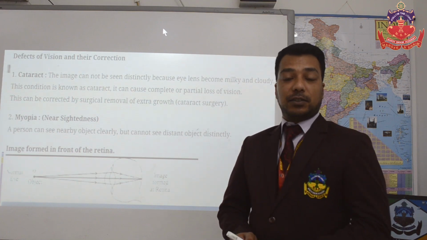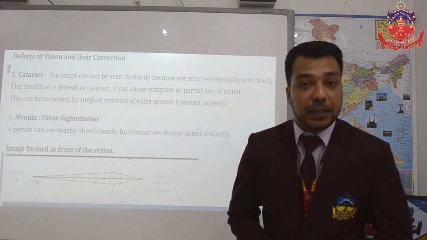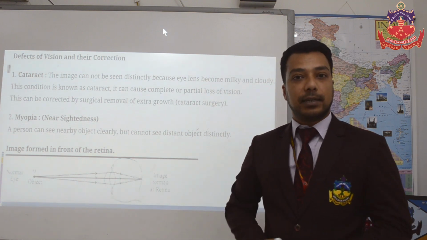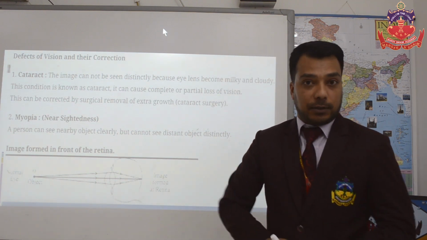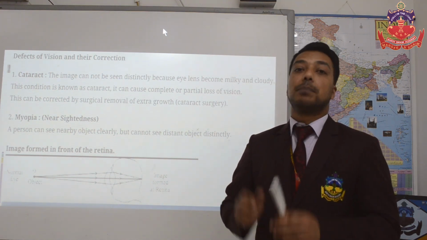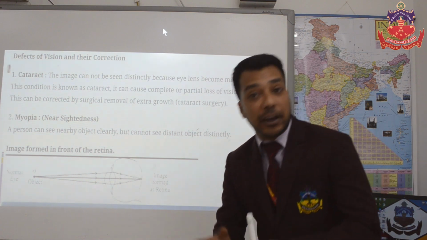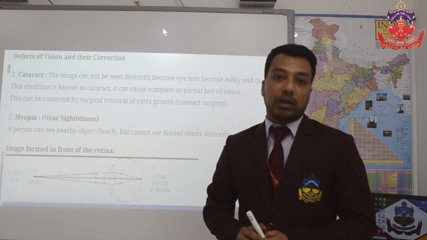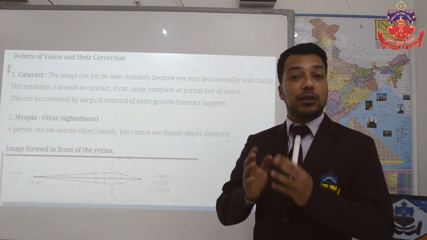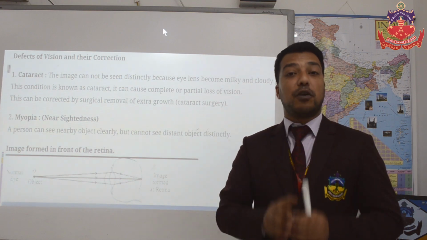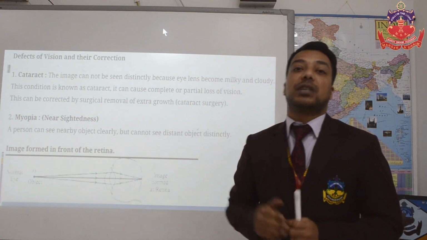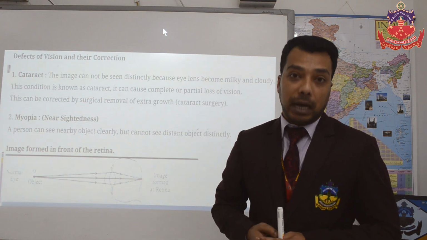The second defect of the human eye is myopia, which is also known as nearsightedness or short-sightedness. Now, what is myopia? Myopia is the sickness in which the person can see near objects clearly, but far objects are not clear. Now, why does this sickness happen? When the person suffering from myopia looks at a far object, the light entering into the eyes falls on the eye lens.